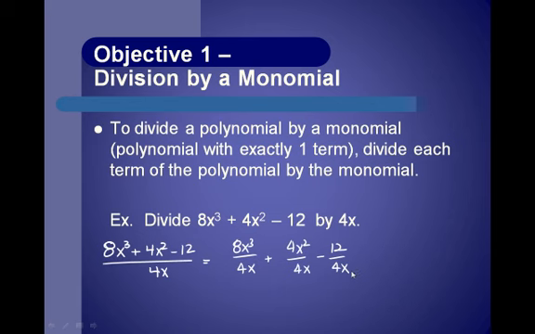Well, in the first piece, 8 divided by 4 is 2. X to the third divided by x would give us x squared. In the second piece, 4 divided by 4 is 1. X squared divided by x is just x. And then in the last piece, 12 divided by 4 is 3. Now notice that the x is in the denominator here, and there's not an x in the numerator to cancel, so we've got to leave the x in the denominator. So our answer would be 2x squared plus x minus 3 over x.